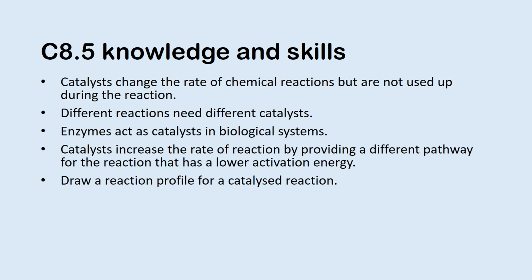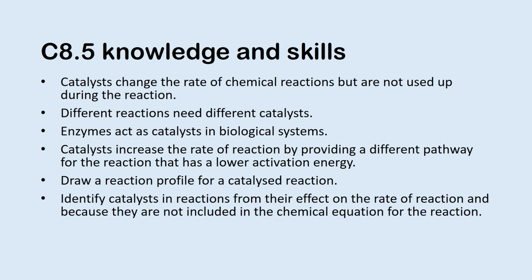And you need to be able to draw a reaction profile for a catalyzed reaction, like we did earlier, and to be able to identify catalysts in the reactions from their effect on the rate, and because they're not included in the chemical equations. So what that means is, like that last question, if they are above the arrow or they don't appear at all, then they would be a catalyst. In terms of the first bit of that statement, basically they're looking at giving you data, and if a table showed that a reaction had increased in rate when a particular substance was added, that would be classified as a catalyst.